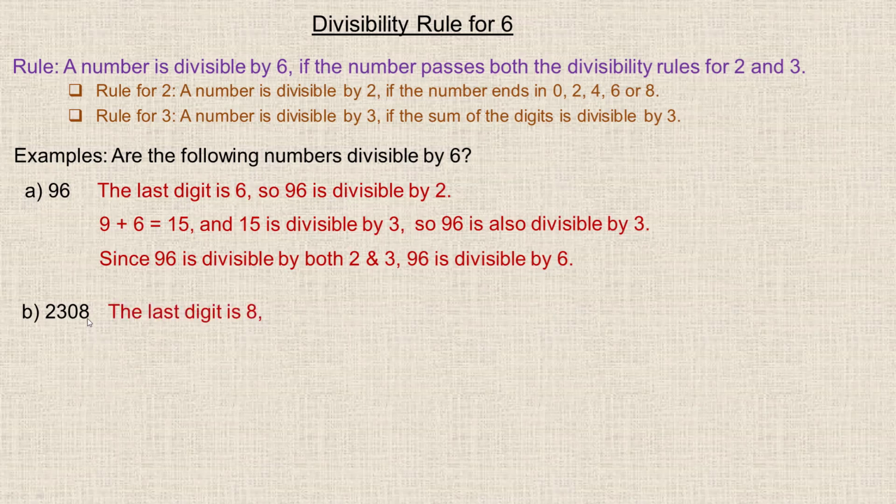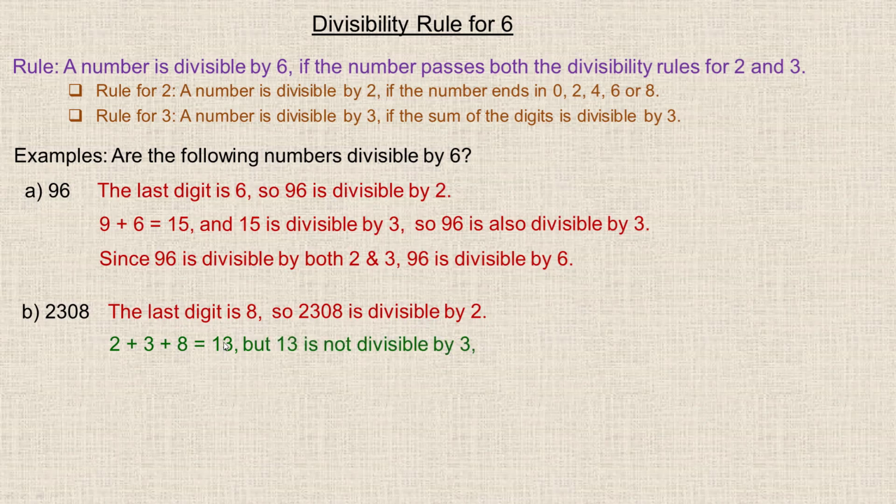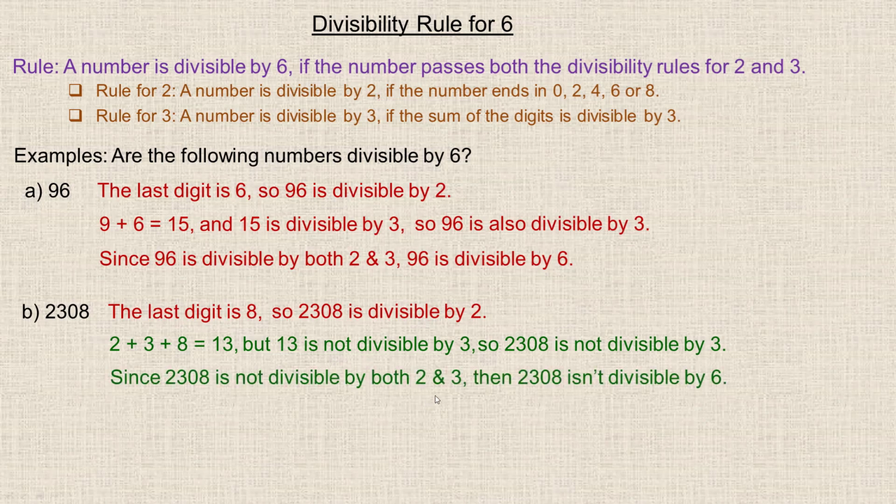So let's do 2308 now. The last digit's 8, and certainly 8 is an even number, so 2308 is divisible by 2. So we add the 2, 3, and the 8. Notice I don't bother with the 0 because that doesn't change the sum whatsoever. 2 and 3 is 5, and 8 more makes 13. Now, 13 is not divisible by 3. So that means that 2308 is not divisible by 3. And since 2308 is divisible by 2, but not by 3, then 2308 is not divisible by 6. So it has to be divisible by both 2 and 3 to be divisible by 6.